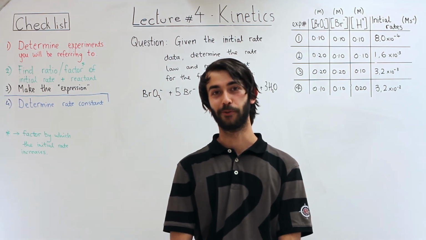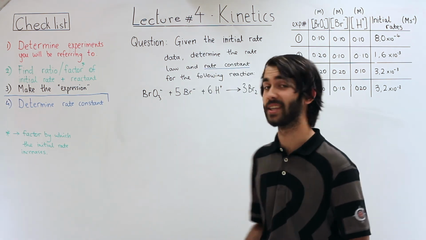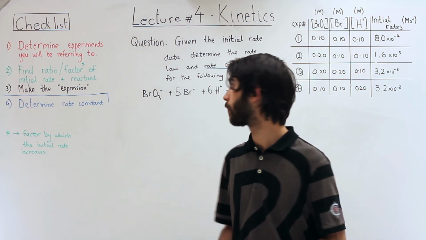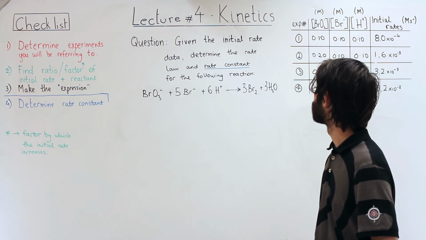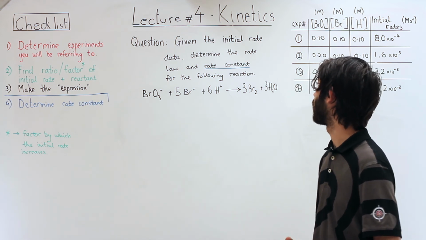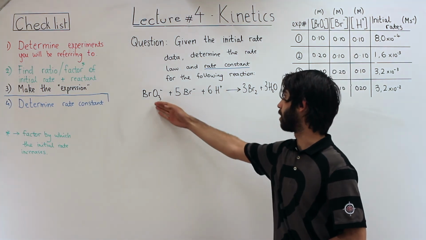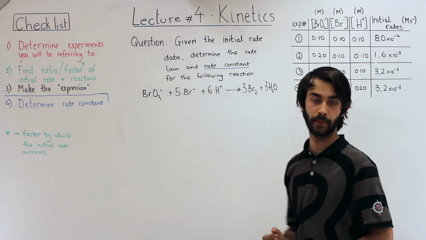Hello, welcome to lecture 4 on kinetics, and today we'll be answering a question on using the initial rates to determine the order of a reaction and the rate law overall. So, starting off, the question states, given the initial rate data, determine the rate law and rate constant for the following reaction. This reaction, we have bromate reacting with bromide and proton to make bromine and water.